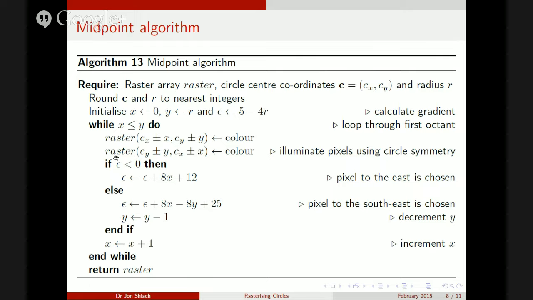If the error is negative, you update the error by adding 8x plus 12 to it. If it's positive, you add 8x minus 8y plus 25 to it. If it is positive, you step down 1 in the y direction. And of course, you always increment x because that's our driving axis. It's quite a simple method once you get down to it. It's very elegant, very simple, very quick.